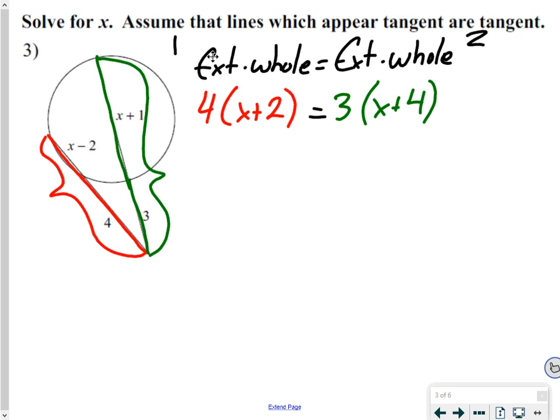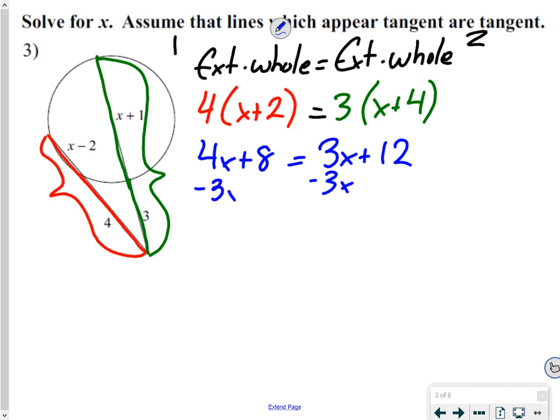Now from here, it looks pretty basic. We distribute, so we get 4x plus 8 equals 3x plus 12. Isolate our variables, so get all the variables over to one side, constants over to the other. So we subtract 3x. We subtract 8 to get our constants over to the right side. And we get x equals 4. Awesome sauce.